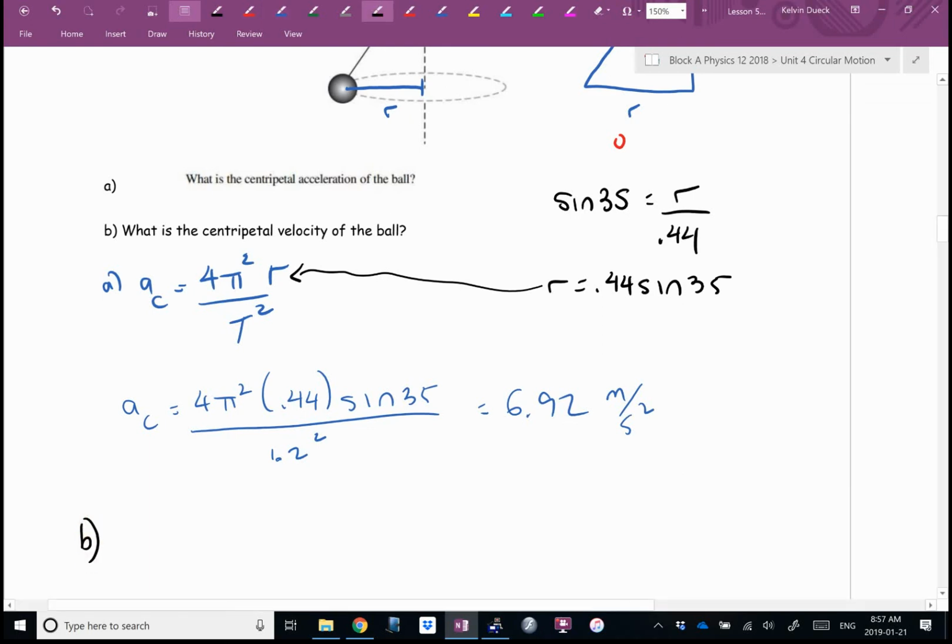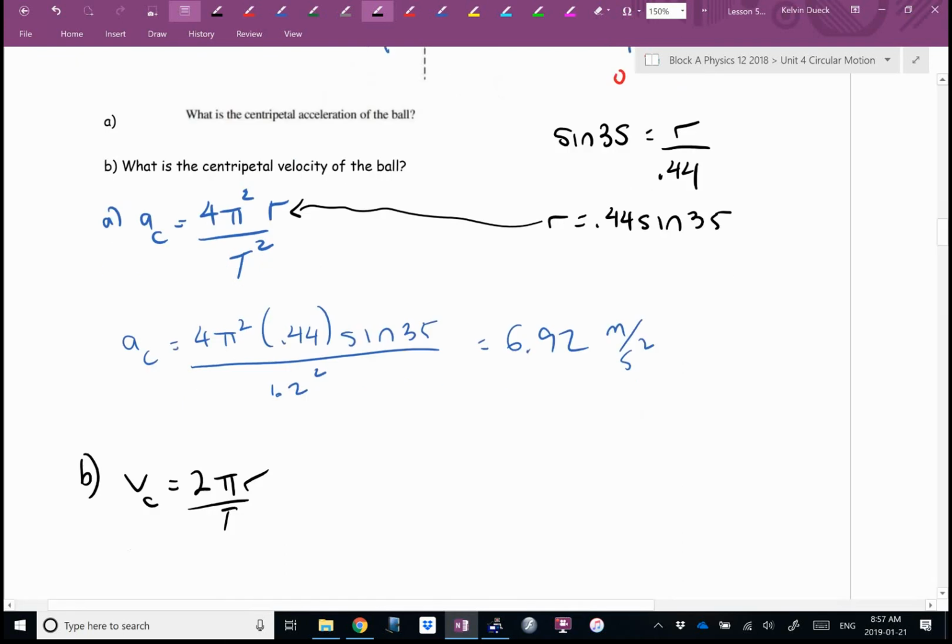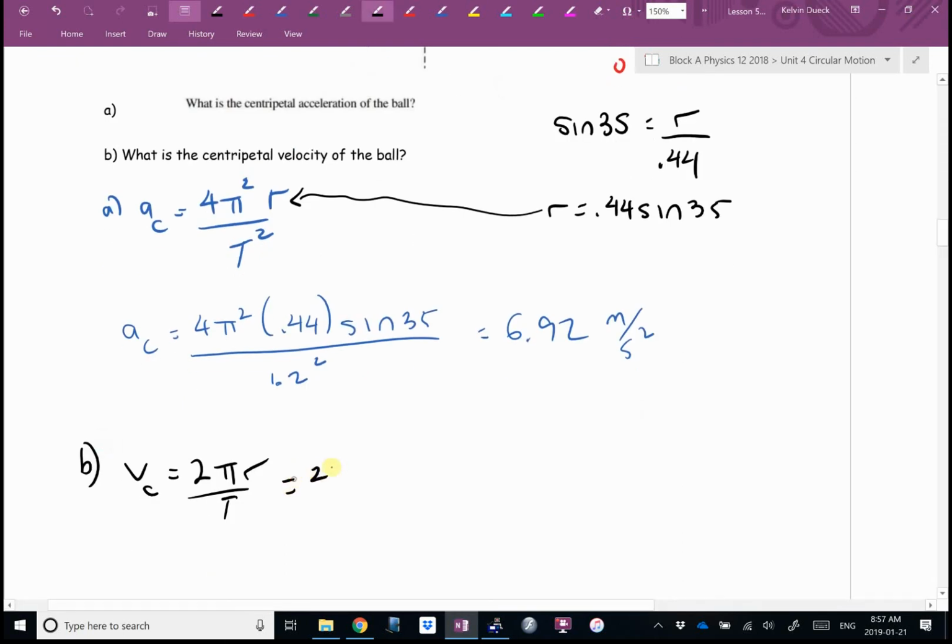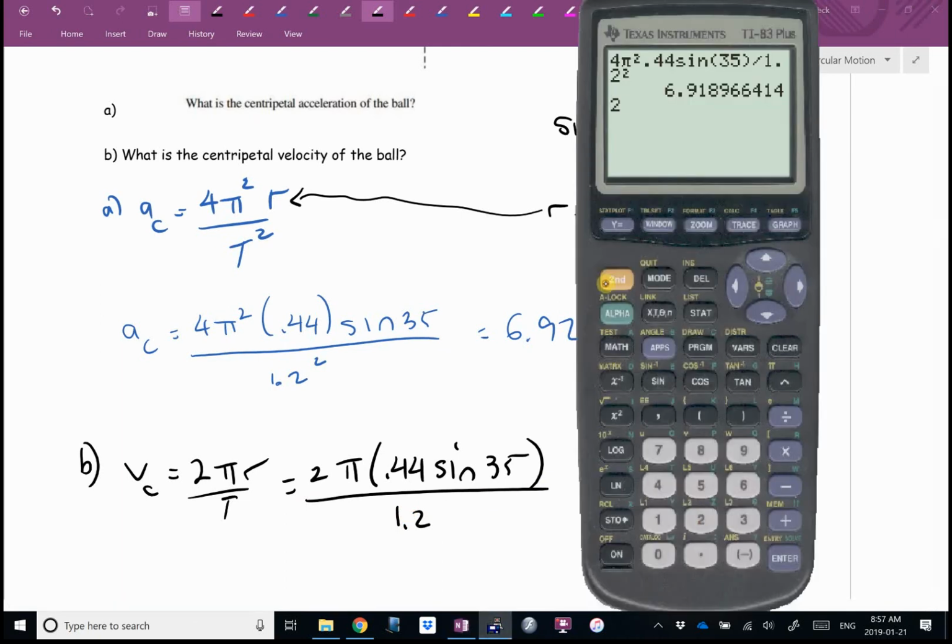How? 2 pi r over the period. And you're realizing you might want your formula sheet handy? Good call, Michael. No need to memorize this. So it's going to be 2 pi, again, 0.44 sine 35. I'm lazy. I may as well just do that. All over 1.2. 2 pi 0.44 sine 35.